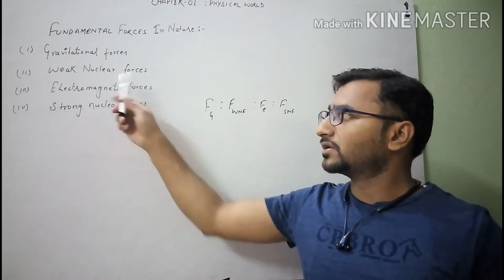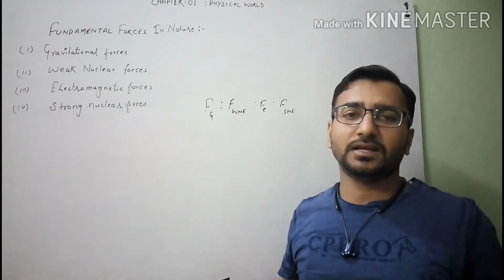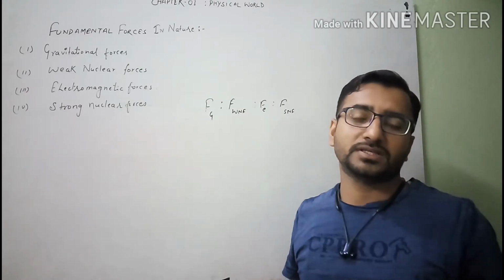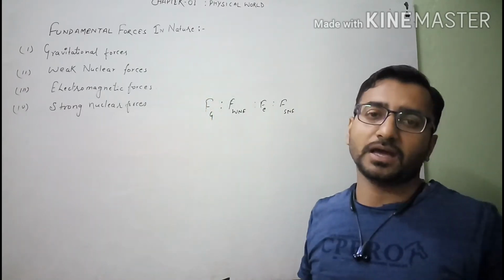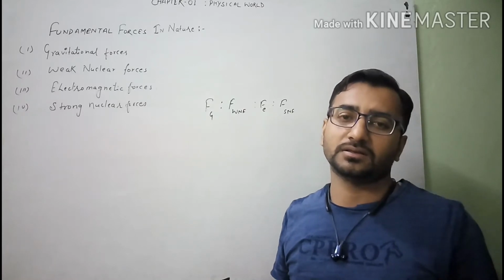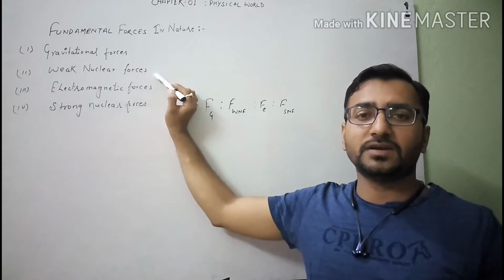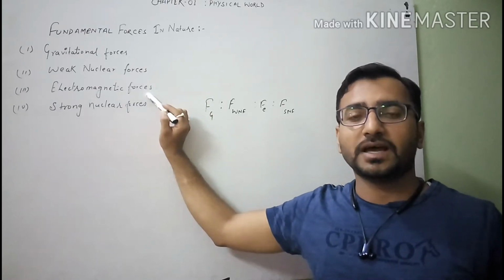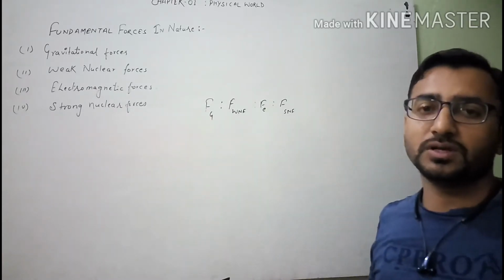Second one is weak nuclear force. Third one is electromagnetic force. And fourth and last is strong nuclear force. I have written all the forces according to their increasing strength. It means that the weakest force is gravitational force, the second weakest is weak nuclear force, the third one is electromagnetic force, and the fourth is strong nuclear force.